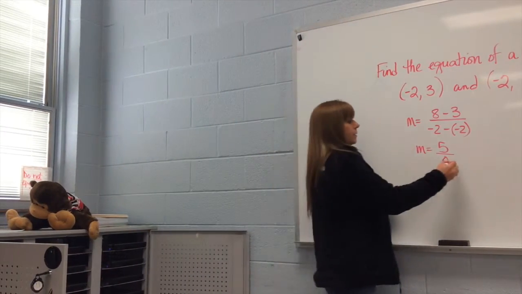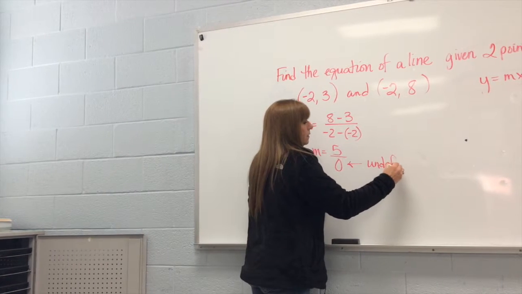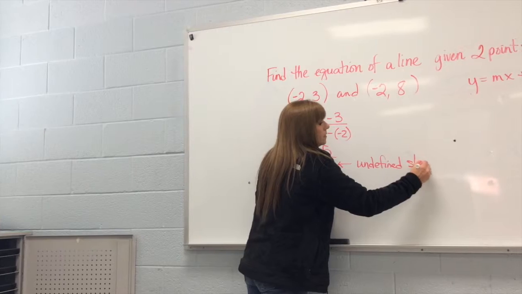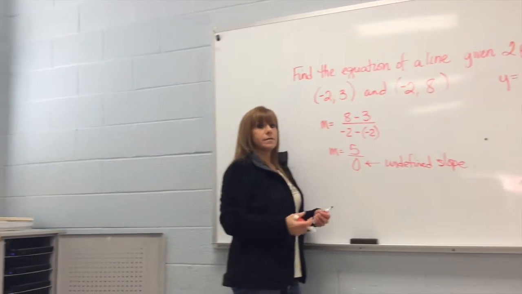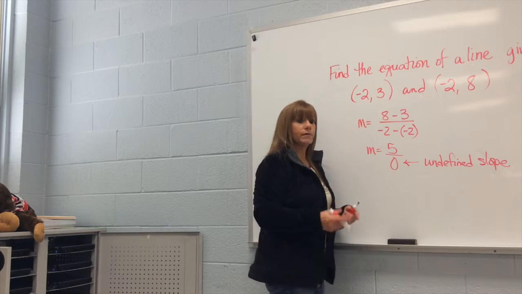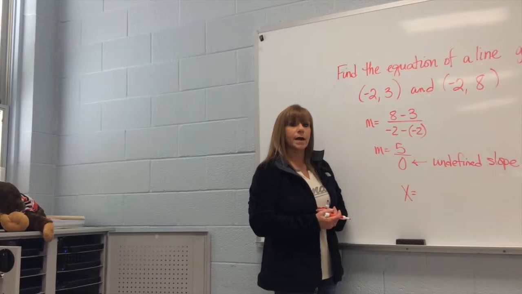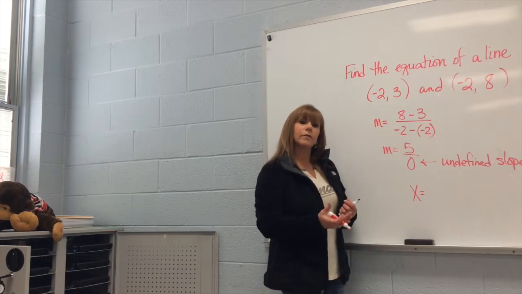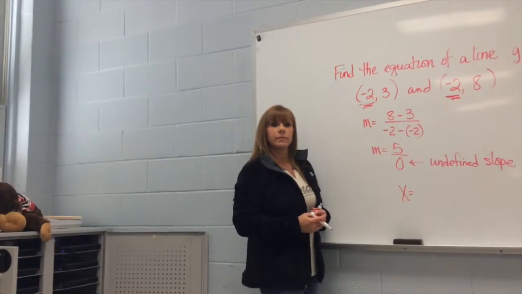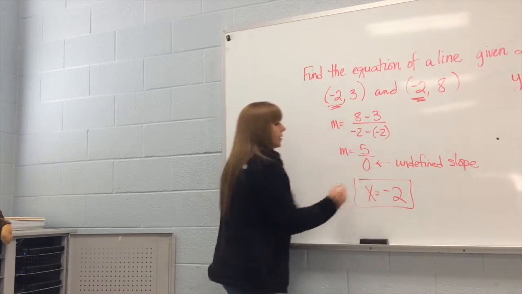What happens when I end up with a 0 on the bottom? I have an undefined slope. So that means this is a vertical line. Anytime that you have an undefined slope, you have a vertical line. All vertical lines come in the form x equals. If you're trying to figure out what this x equals, look at your x values. They're both negative 2. That's the equation of my line.